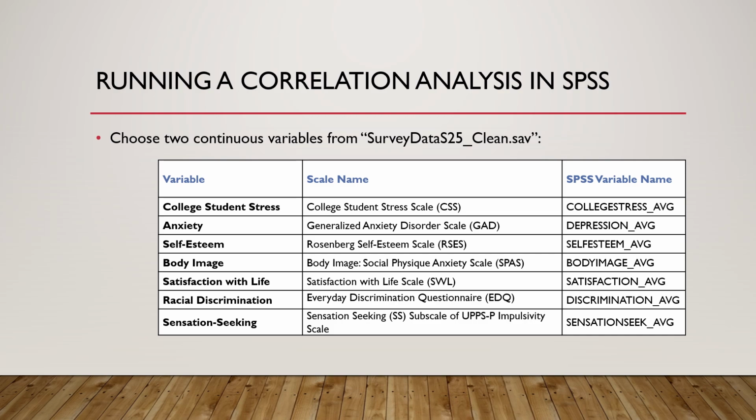If you are doing a correlation analysis in your final paper, I highly suggest that right now the two continuous variables you choose are the ones that you are going to use, so you can just get it done, get your analyses complete, and you're good to go.